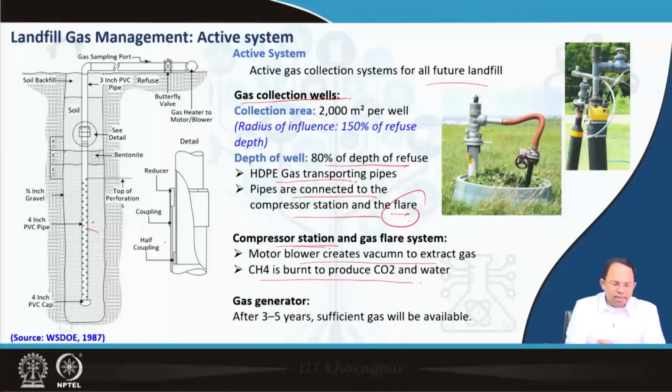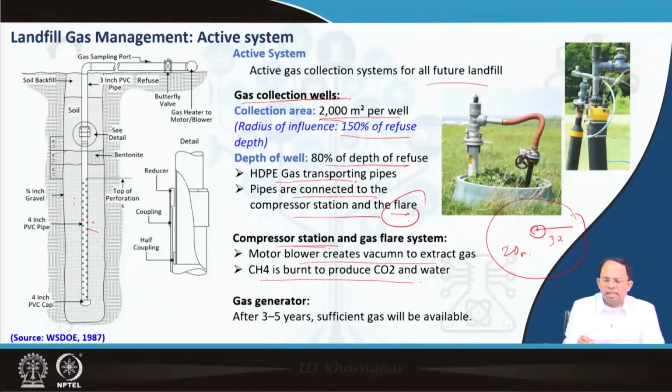So as you can see, this is more or less the design of the system. We have this gravel layer. It's a hole in the ground. Approximately, the collection area for each of these wells is around 2000 square meters, or around 150% of the refuse depth. So if the refuse depth is 20 meters, then 150% of it, that is 30 meters, should be the radius of the collecting area. So each well on the landfill has a radius of 30 meters, and this is the area commanded by this particular gas collection well.